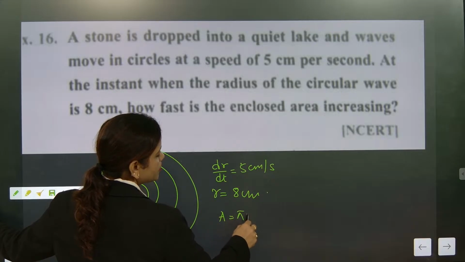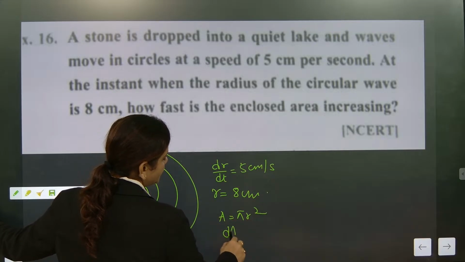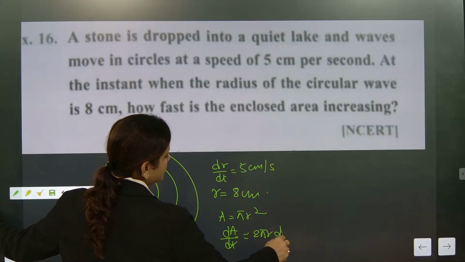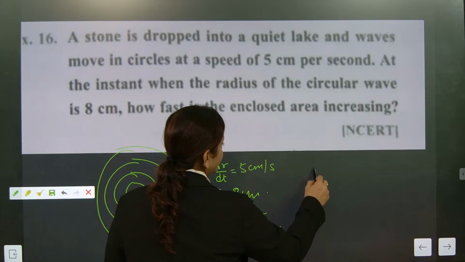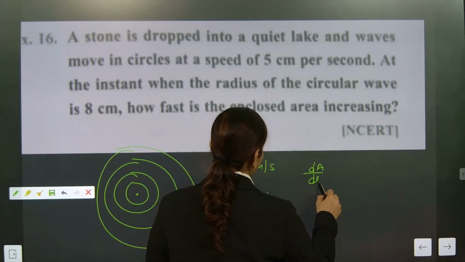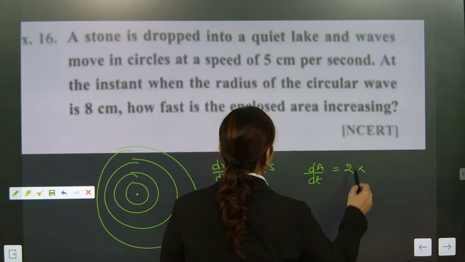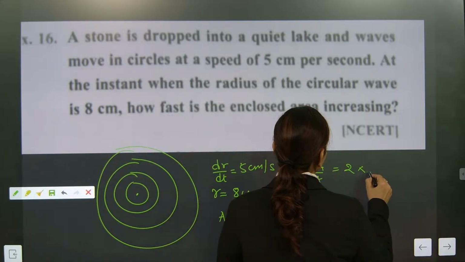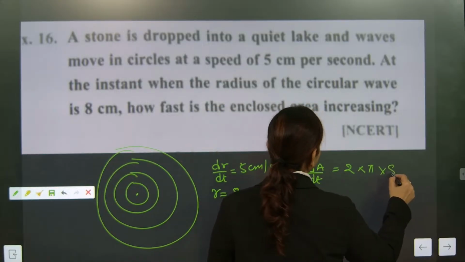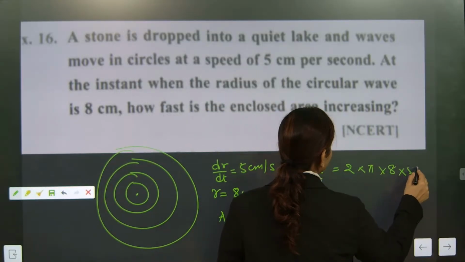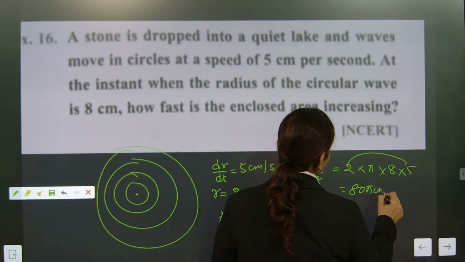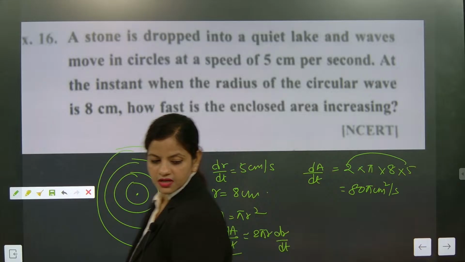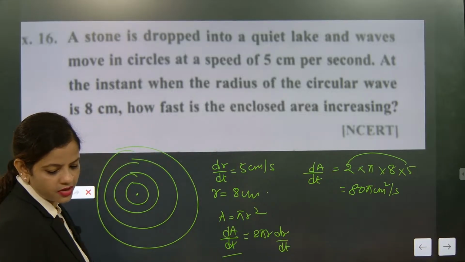So the area is of a circle only. So dA by dt is equal to 2 pi r dr by dt. So here dA by dt is to be found. It is 2 into pi into radius given as 8 and dr by dt is given as 5. So 5 8s are 40, 2 into 40, 80 pi square centimeter per second. The answer is coming as 80 pi. Check.